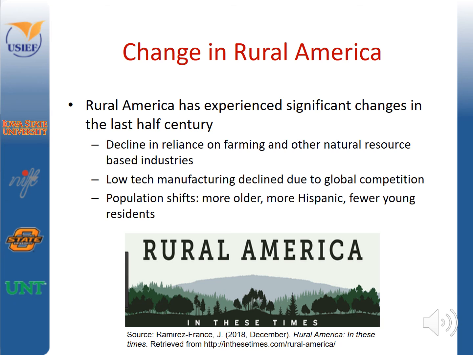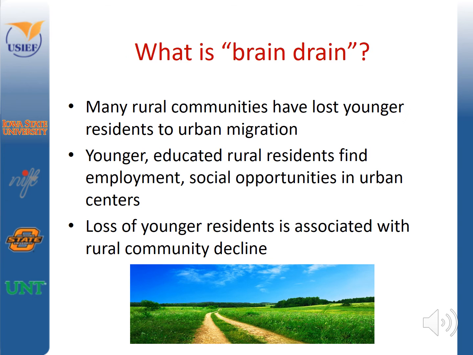An additional term that you may hear referred to within rural America conversation is the concept of brain drain. Many rural communities have lost their younger residents to urban migration. These younger, educated rural residents find employment, social opportunities, and other fulfillment in urban areas. This loss of young residents is associated with rural community decline and is referred to as brain drain.